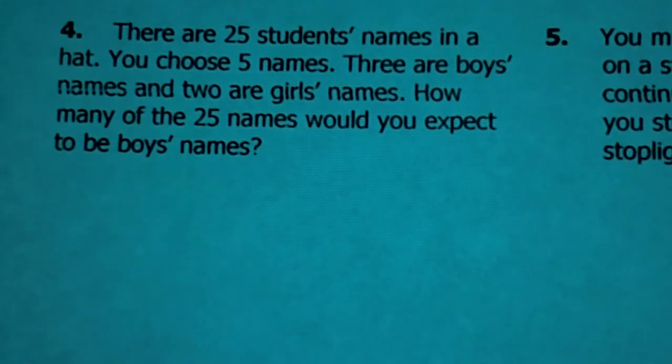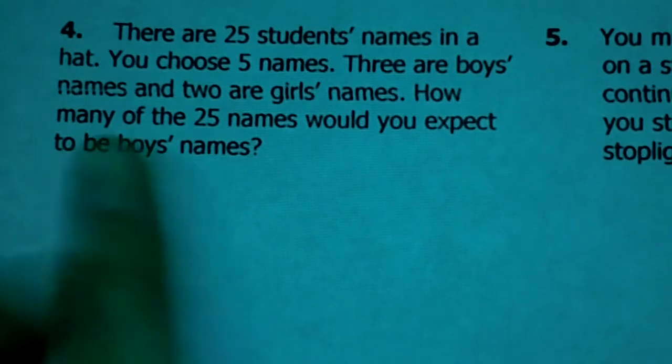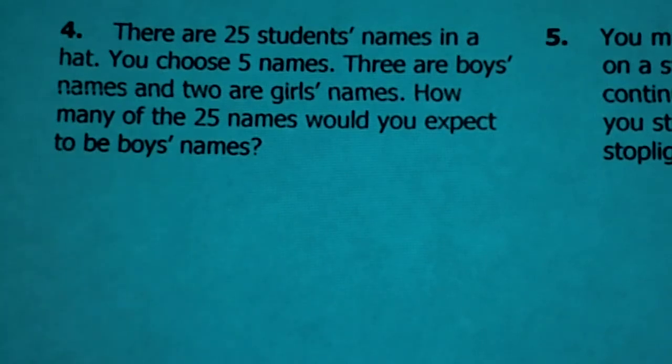Okay. There are 25 students' names in a hat. You choose 5 names. 3 are boys' names and 2 are girls' names. How many of the 25 names would you expect to be boys' names? Okay, so basically, this all has to do with ratios, which you're really good at. We've been doing it all year long. But you're expected to use an experimental probability to make a prediction with this. So I want to say, okay, this happened. Because this happened, what do I think is going to happen?